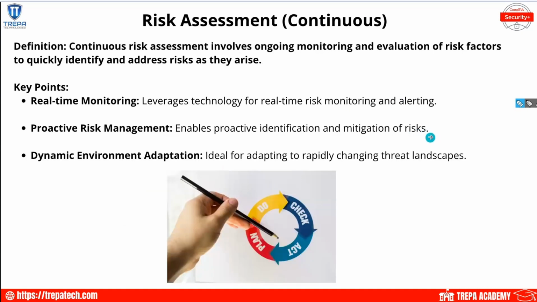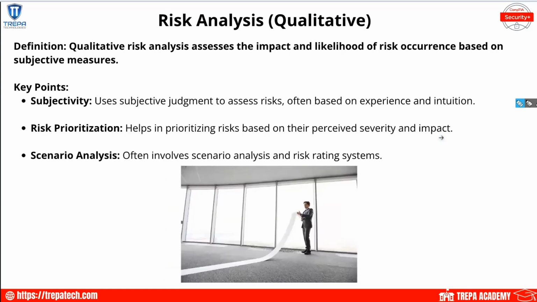Then we have continuous risk assessment. This involves ongoing monitoring and evaluation of risk factors to quickly identify and address risk as they arise. So you want to leverage some technologies that allow real-time monitoring. We want to be proactive, right? We want to enable proactive identification and mitigation of risk. And then we have different ways that we can actually display that risk.